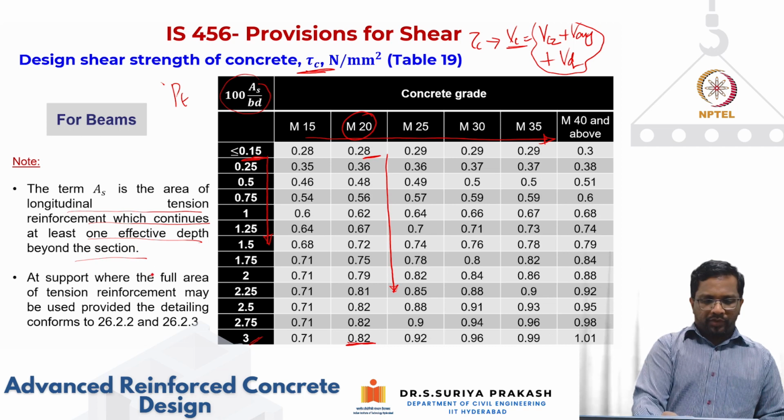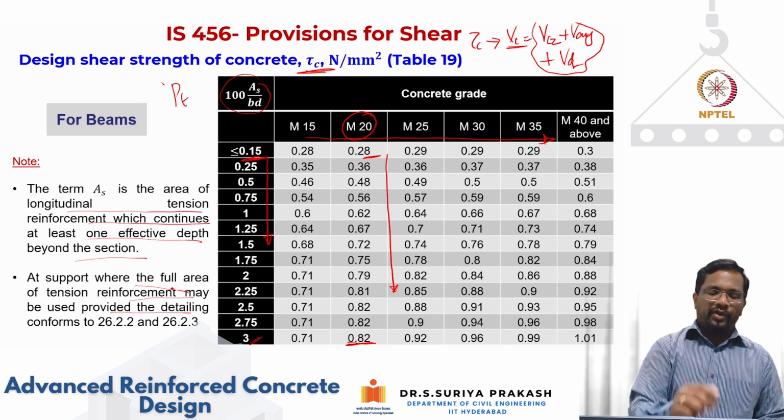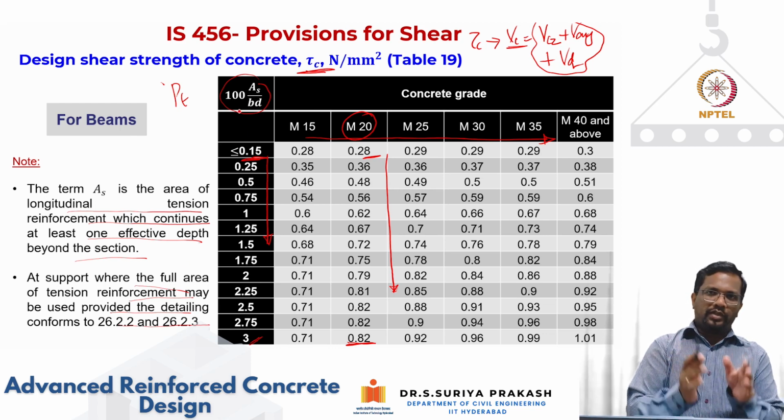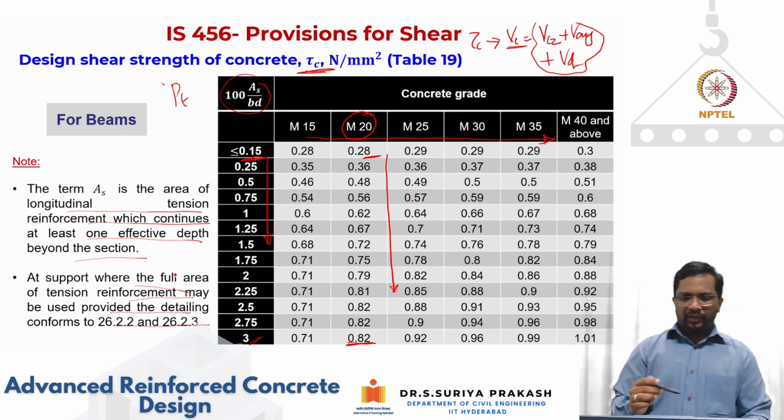And at the support, where the full area of tension steel may be used, we have to make sure that the detailing of the steel is properly anchored as per the provisions given in 26.22 and 26.23. Then only you can take the entire area of steel. If the steel is not anchored, only the area of steel that is anchored has to be included in this calculation. That's what is shown here at the support section.